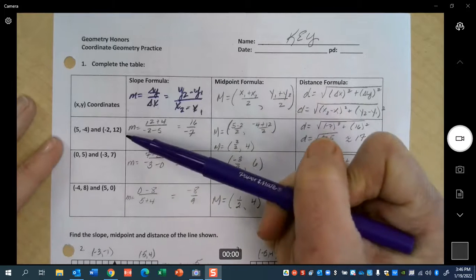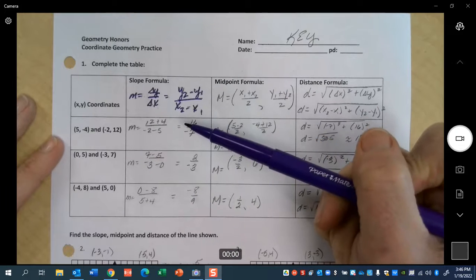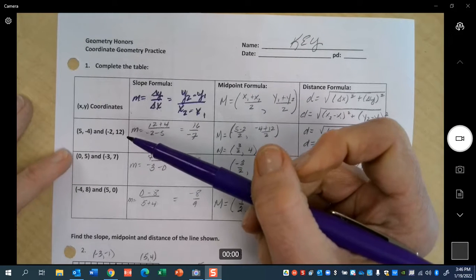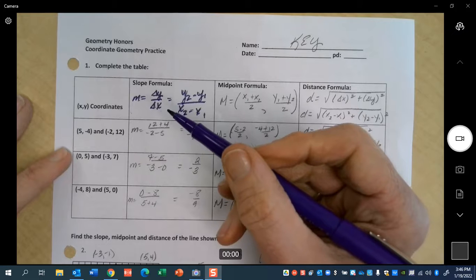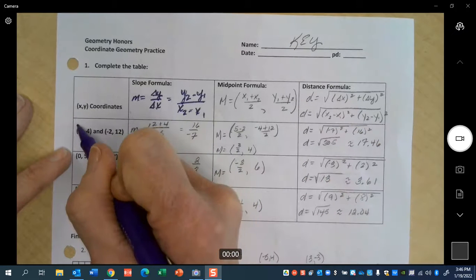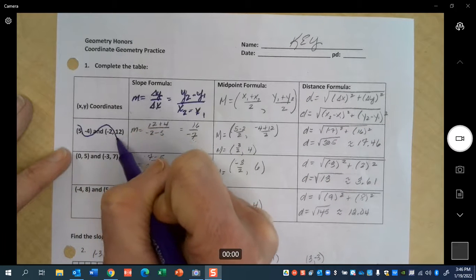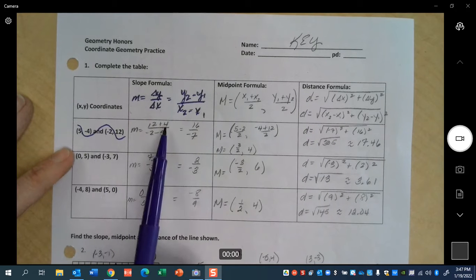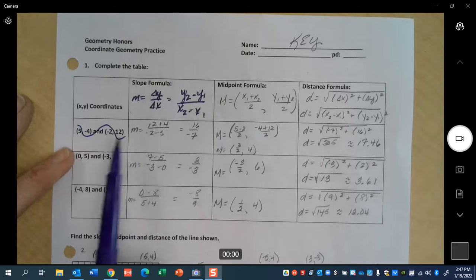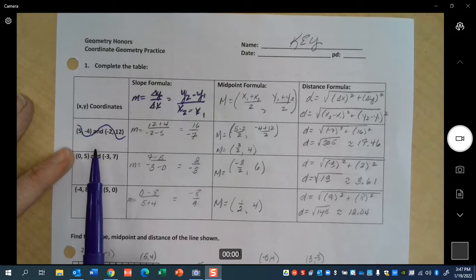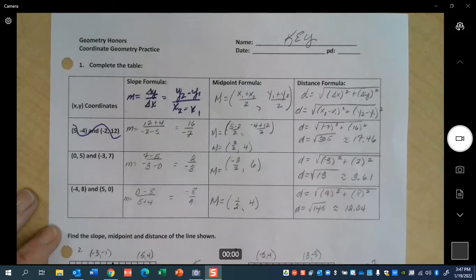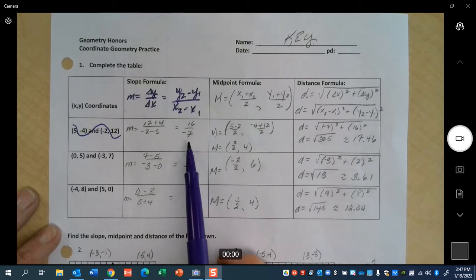So for each of these ordered pairs, the biggest mistake is sometimes kids mix up their x's and y's. Sometimes we talk about it being easier to make sure that your y's end up on top if you want to use the slope snake. So 12 minus negative 4 becomes 12 plus 4. And then negative 2 minus 5 becomes negative 7.